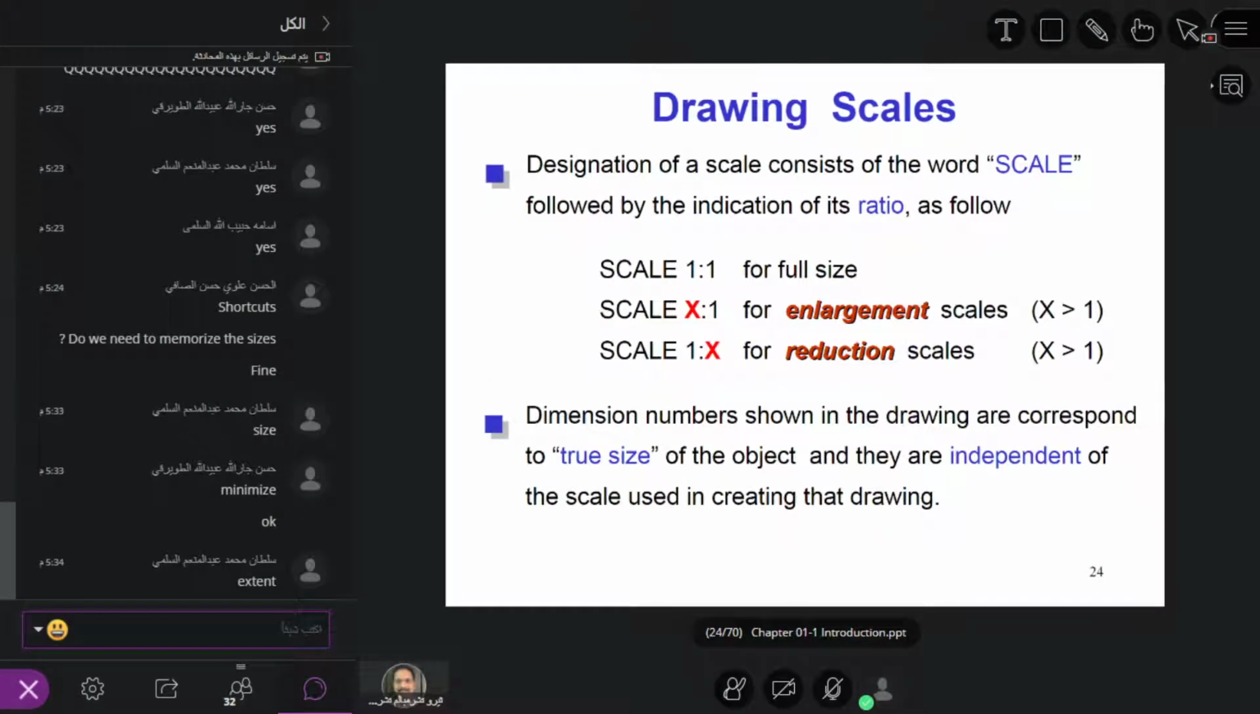Extent. What do you mean by extent? I don't know what you're talking about. Extents, or I don't know. So now just go a little further.